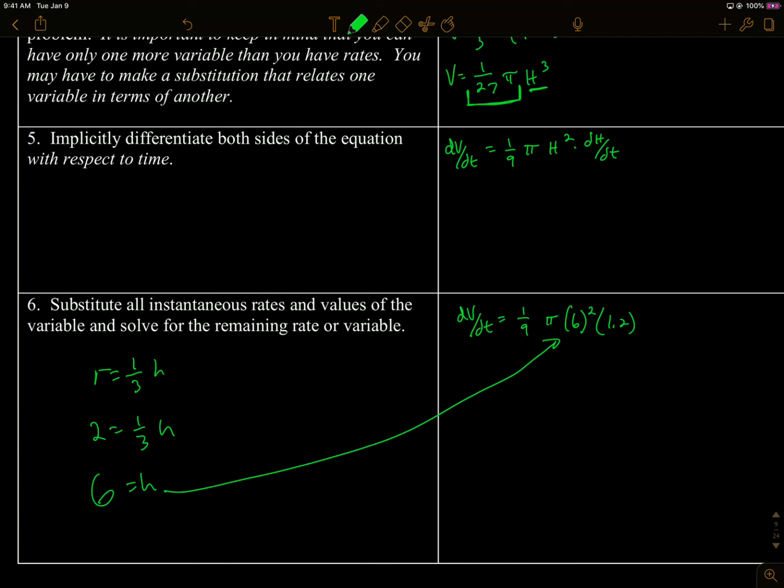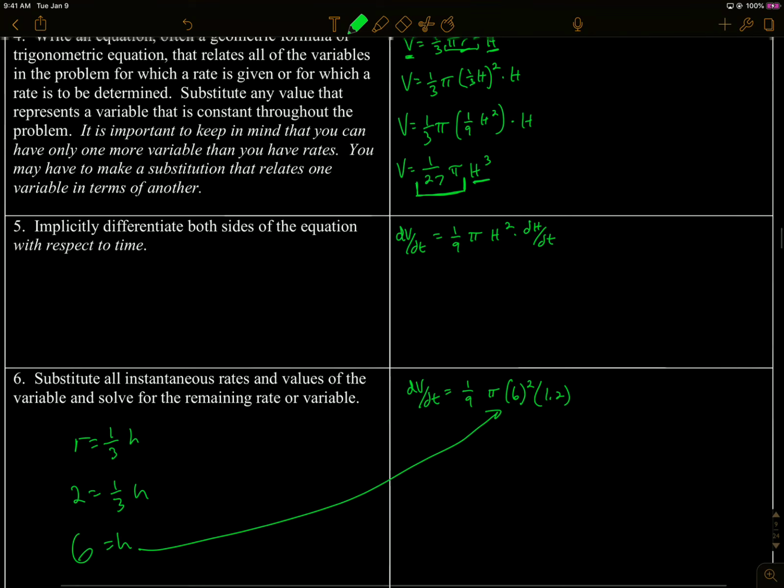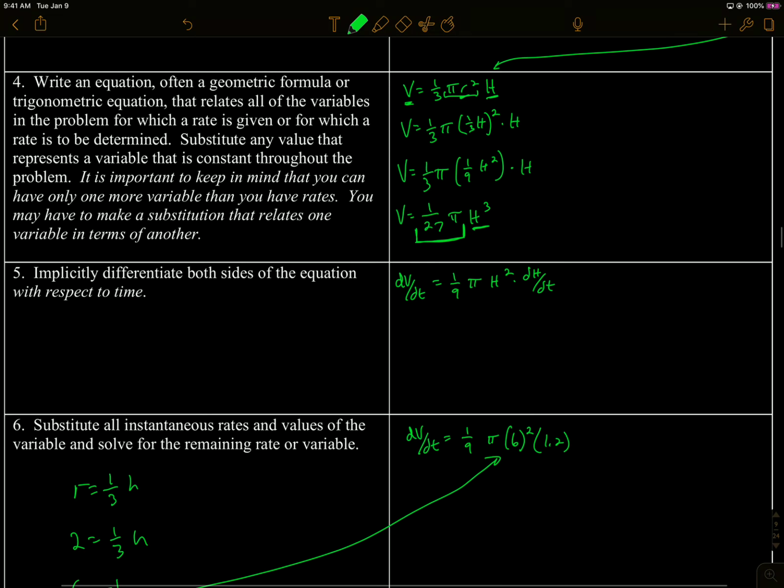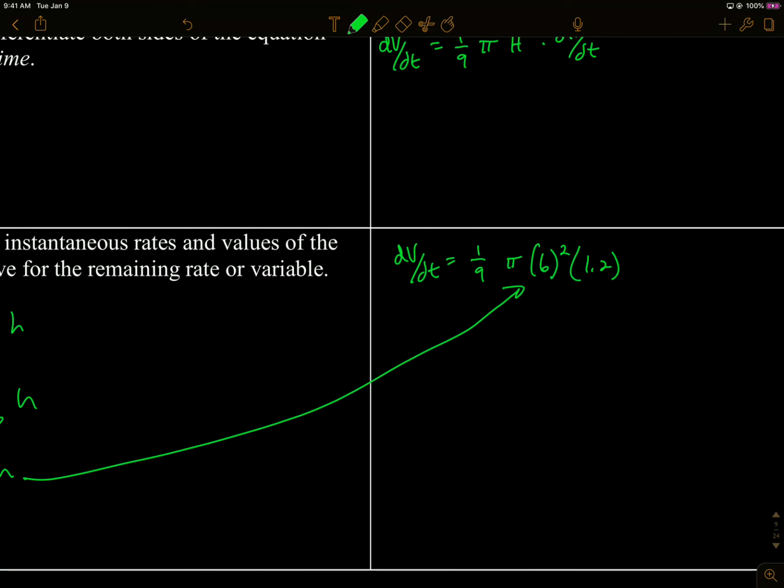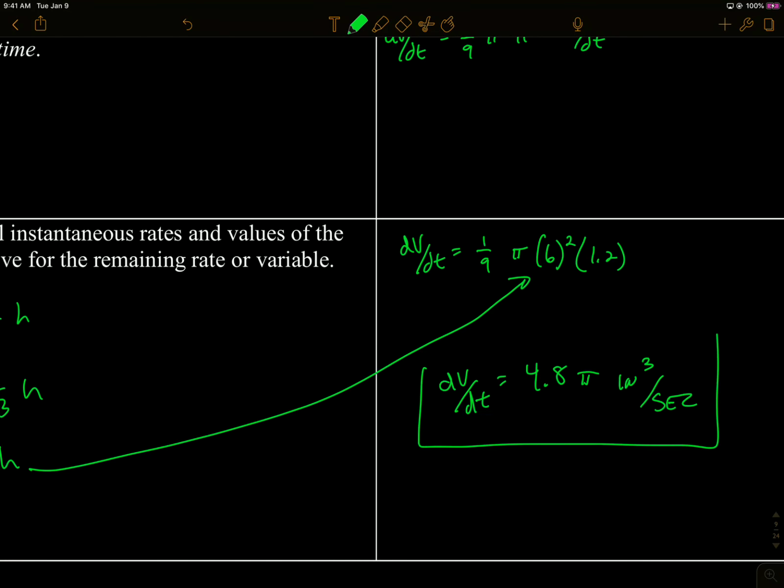So at that instant, they told us the rate of change of the height was 1.2. It was increasing at that rate. So now I can solve for dv/dt by simplifying the right side of the equation, and I'll get 4.8 pi cubic inches per second. That means the volume's increasing at that moment. We expect in another second for the volume to increase by 4.8 pi cubic inches.